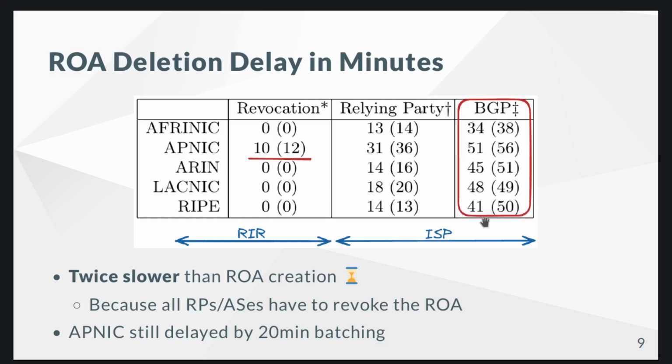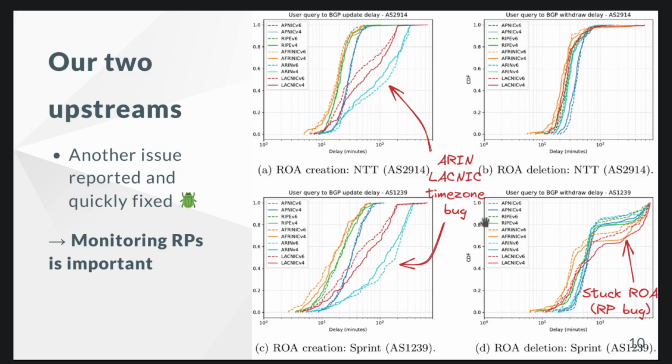We have more detailed results. For example, these are the delays for our 2 upstreams, NTT and Sprint. We could also see the issue we had with ARIN and LACNIC here. And what we found is that sometimes Sprint was very slow to delete our ROAs. We reported that to them, and they found that ROAs could be stuck in the setup, and they quickly fixed that too. That's a good example showing that monitoring these pieces of software is very important for the good functioning of ROV. And we can only recommend network operators to do so, and why not researchers to help them doing that too.